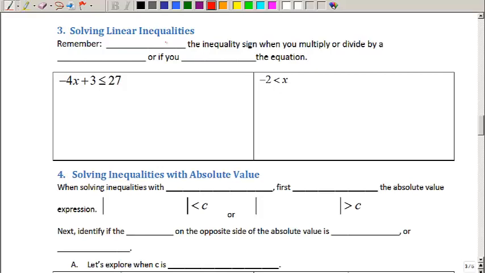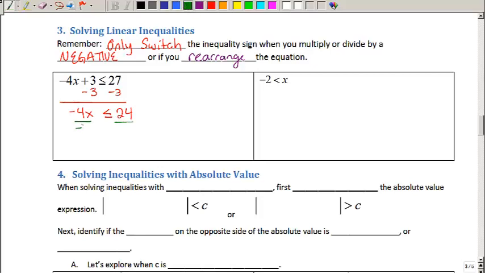Remember from your previous algebra class that you only switch the inequality sign when you multiply or divide by a negative. And that is super, super important. Or if you rearrange the equation. Looking at the first example, negative 4x plus 3 is less than or equal to 27. To solve this equation, basically treat the inequality sign similar to an equal sign until the step where I divide both sides by a negative.